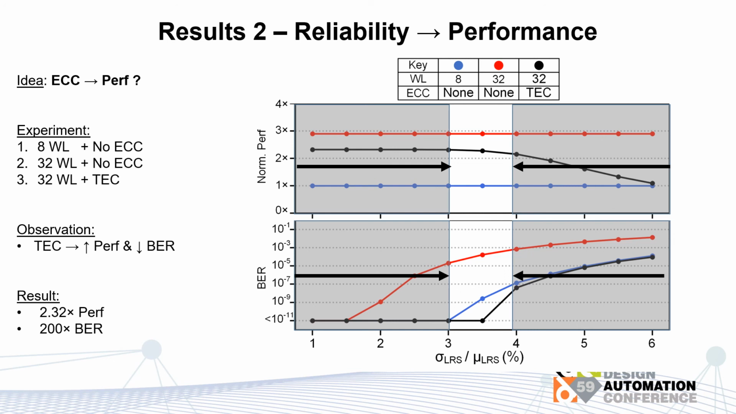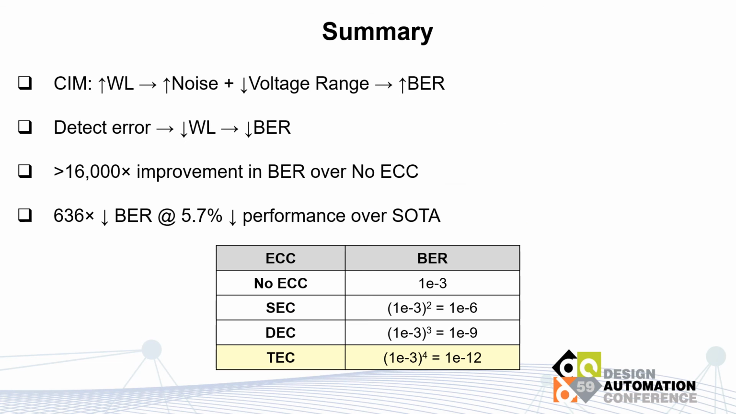And this indicates that even for designs with low bit error rate, it is possible to push performance by adding ECC. So in conclusion, compute memory reads multiple states at once, which generates more noise and lower voltage headroom, and this results in an inherently higher bit error rate. In this work, we presented a new technique to boost protection capability of existing ECC schemes. We realized that using detection, we can actually perform correction by rereading smaller subsets of word lines when errors occur. For the devices we characterized, our ECC scheme yields a 16,000 times improvement in bit error rate over not using ECC, and a 636 times improvement over the state of the art.